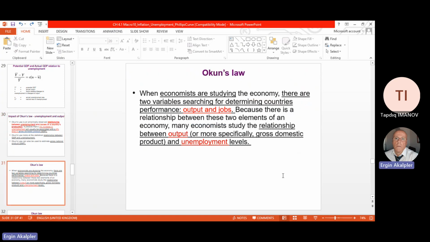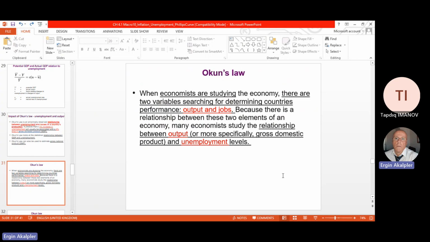Okun's law, as I mentioned, is important because it relates unemployment and output, and as unemployment increases, the output loss will double itself and create more problems for the economy. If 1% or 2% unemployment is realized, this means there will be a 4% reduction. If it is 2%, there will be 4%. If it is 1%, there will be a 2% reduction in the GDP.